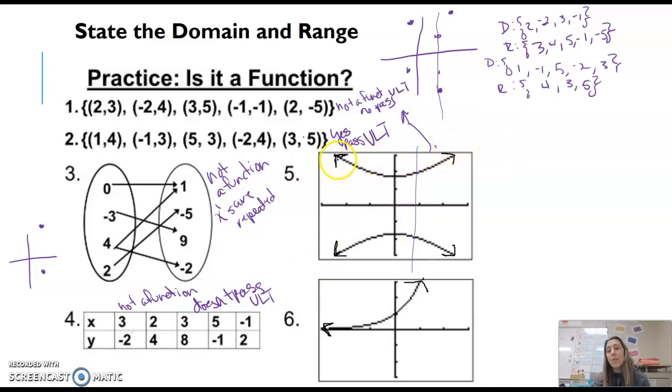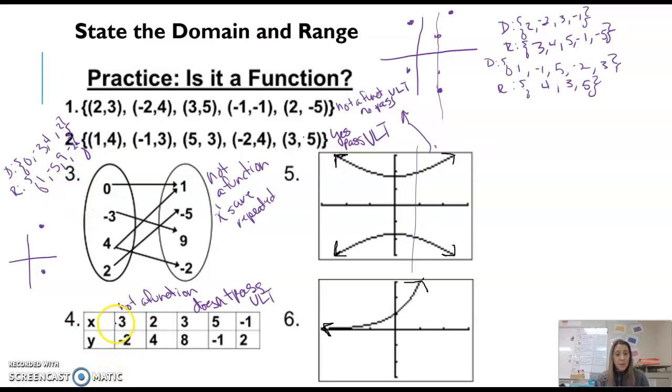Okay, so this is going to go forever. For the domain, it goes forever, -infinity to... oh, we didn't list the domains for these, sorry. The domain and range for this one would also be set builder notation. We're going to use curly brackets because it isn't every value. It's another discrete thing, so we're going to do 0, -3, 4, and 2. The range is going to be 1, -5, 9, and -2. So that's for this one.